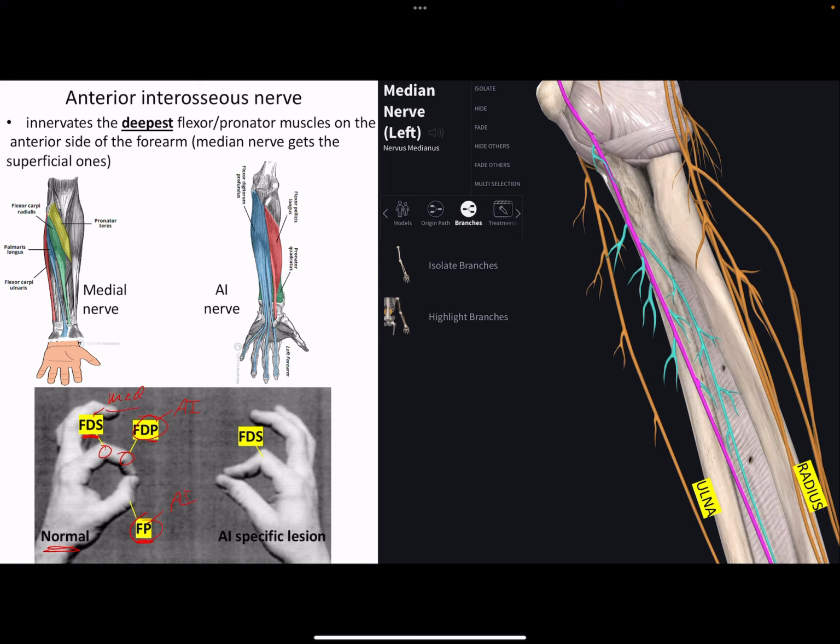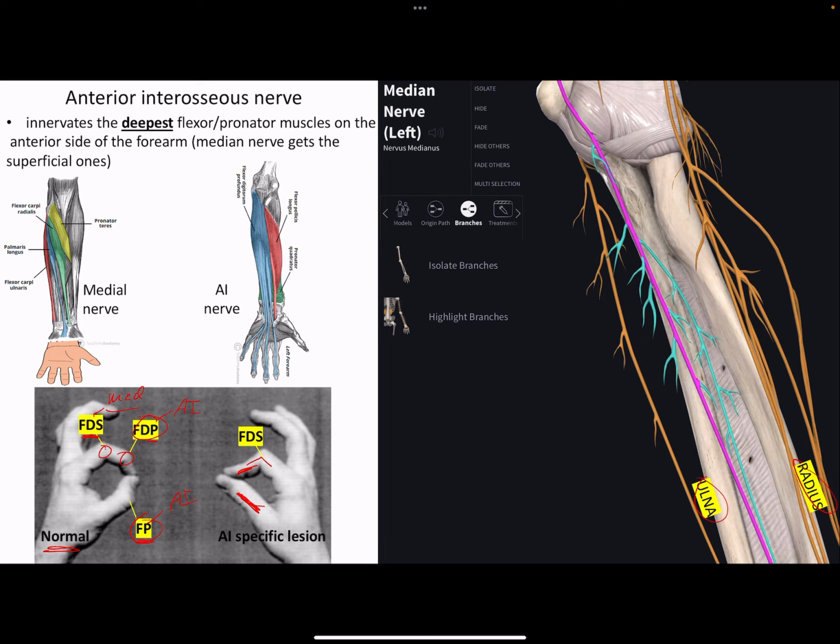Well, if I have an anterior interosseous specific lesion, boom, this buddy is no longer flexing because that nerve's out of commission. Same thing here, no more flexion. You still do have flexion right there because the superficialis is going to be fine. I would imagine this isn't too common. I don't really know. What are the chances you hurt just the anterior interosseous, but not the median nerve? No idea. But also keep in mind the name.